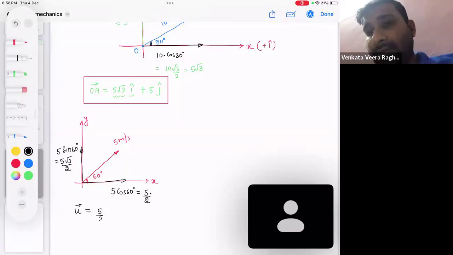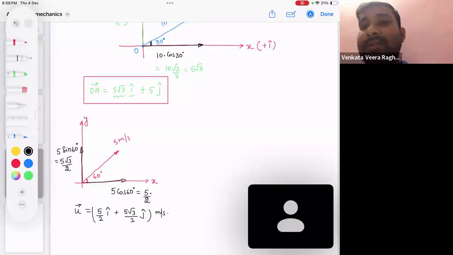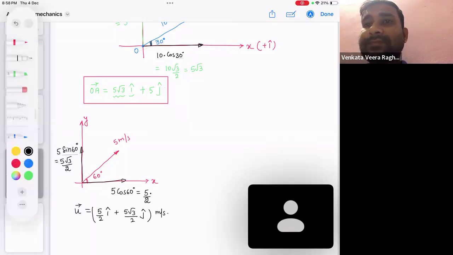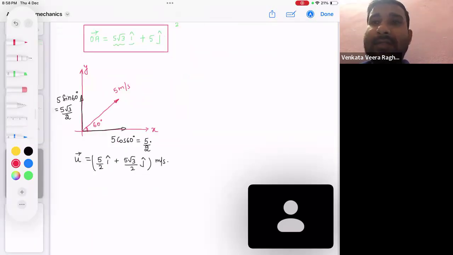Can we write the velocity of this particle as 5 by 2 i cap and 5 root 3 by 2 j cap, and what is the unit given to us? Meter per second. Understood? Many times we are going to get this question. All the projectile questions start from here itself, like velocity given, find the range, find the time of flight, these things, isn't it? Tell me one more place you will see that.